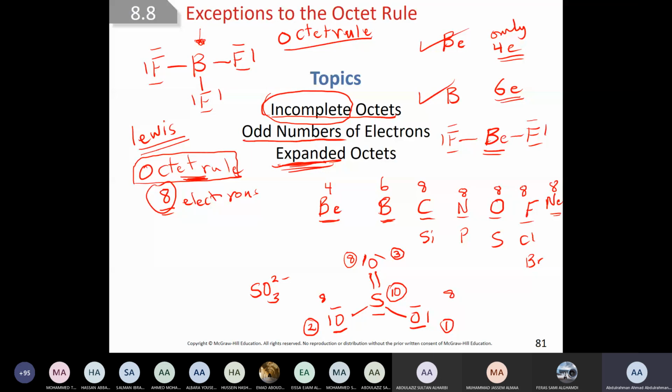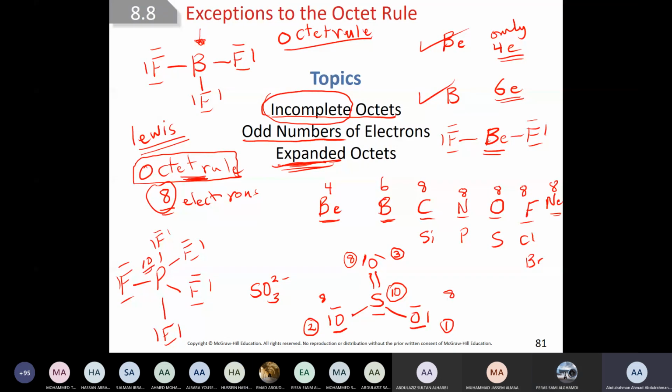Same thing if I draw the structure of PF5. This is the structure of PF5. How many electrons around each fluorine? Quickly. 8. All fluorines are 8. How about phosphorus? How many around phosphorus? 10. Is this acceptable? Yes, we can do that.